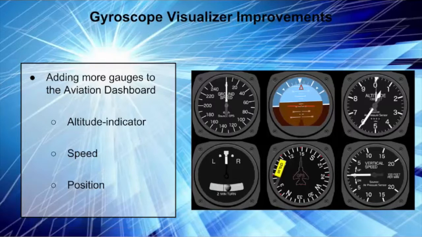So what do we wish to see for the gyroscope visualizer? We'd like to see more gauges added to the aviation dashboard. Currently we only have the pitch and roll, the compass, and the accelerometer. We'd like to see an addition of the altitude indicator, maybe speed indicator, and position indicator.